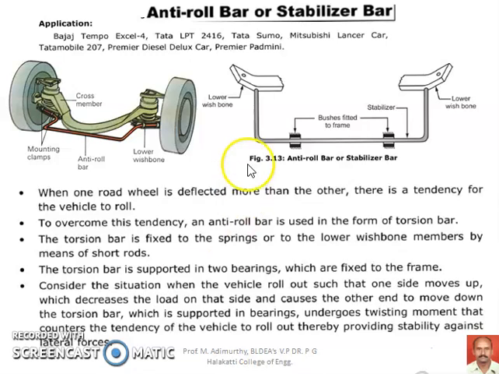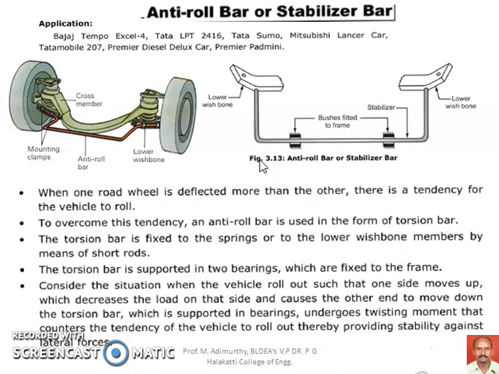Now, what is meant by rolling? Rolling is nothing but the rotation of a vehicle about the longitudinal axis. This may happen whenever one side of the wheel passes over an irregularity or a bump, or during hard steering or hard cornering. This may lead to an accident, toppling or rolling over of the vehicle, and the stability will be lost, which may lead to fatal accidents.